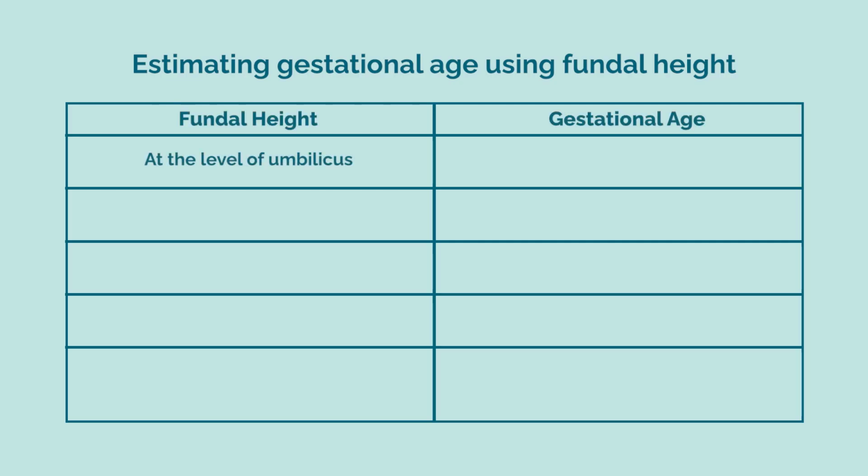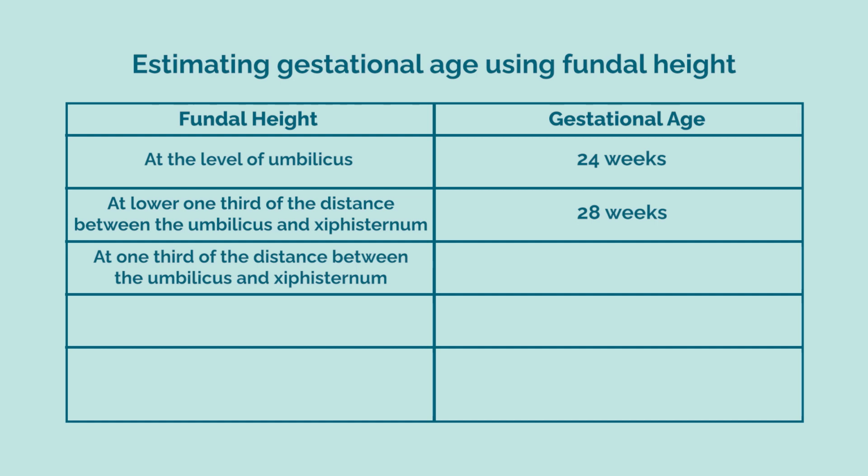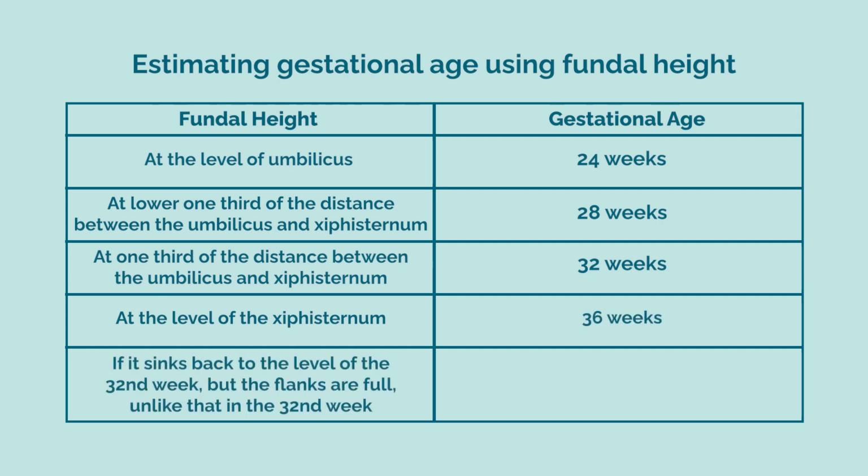At the level of the umbilicus, it is 24 weeks. At lower one-third of the distance between the umbilicus and xiphisternum, it is 28 weeks. At two-thirds of the distance between the umbilicus and xiphisternum, it is 32 weeks. At the level of the xiphisternum, it is 36 weeks. If it sinks back to the level of the 32nd week, but the flanks are full, unlike that in 32nd week, it is 40 weeks.